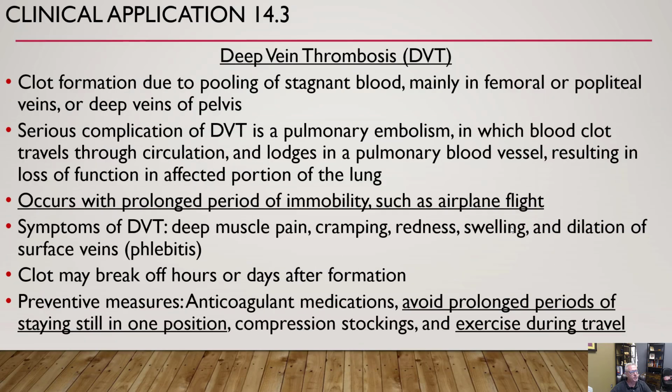All right, so DVT, deep vein thrombosis. Basically, this is a clot in pooling of stagnant blood. Stagnant just means you're not moving around. It's usually in your lower legs or your femoral veins, or in your pelvic veins of your pelvis. It can be a very serious complication. You can see circulation issues within your legs. You can see issues when you are on long periods of immobility.